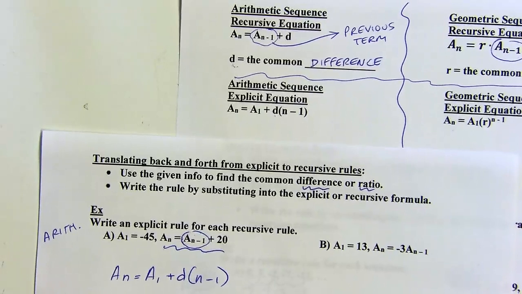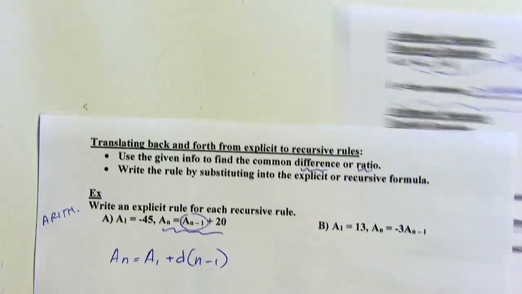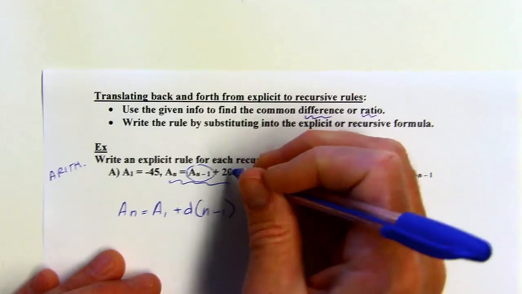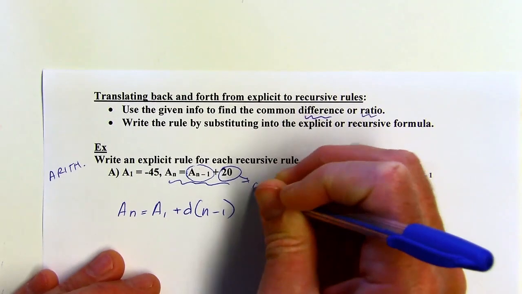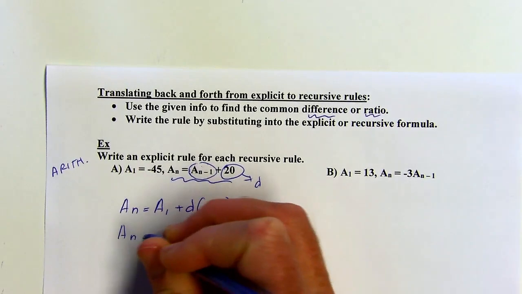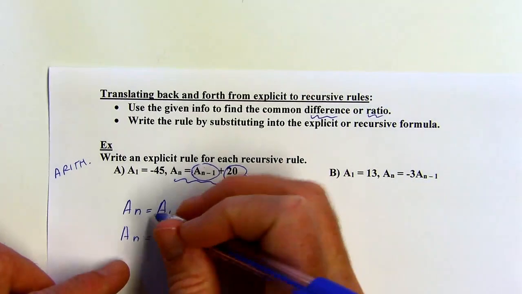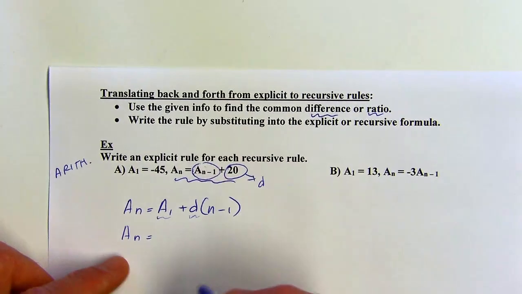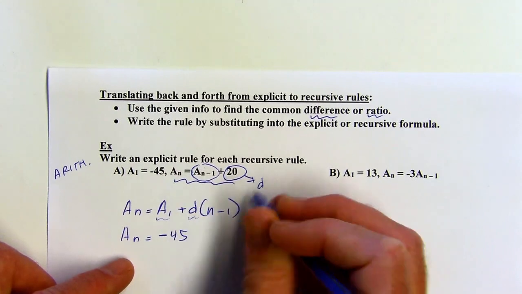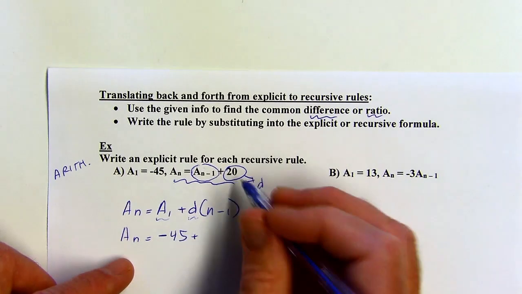Okay. And then I need to substitute in the difference. So if you know where to look, this is going to be the difference. So then I'm just going to put a 20 there. Okay, and I'm also, sorry, I need to plug in both of these things. The first term is negative 45, and then the difference is going to be 20.